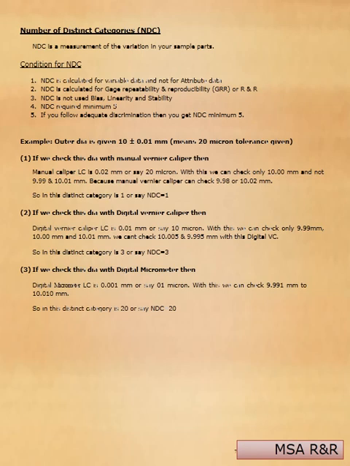If we check this diameter with a digital micrometer, then the least count is 0.001 mm, or say 1 micron. With this we can check 9.991 mm to 10.010 mm. So in this the distinct category is 20, or say NDC 20.